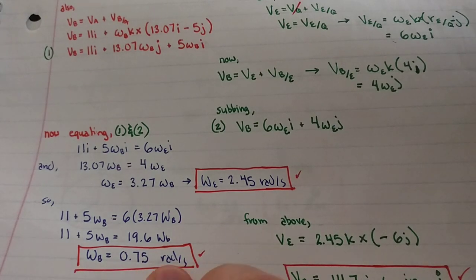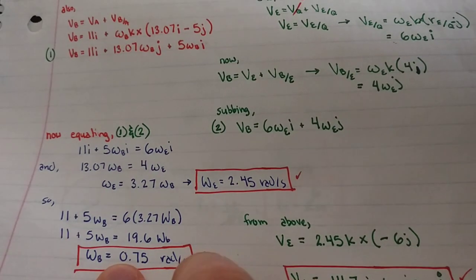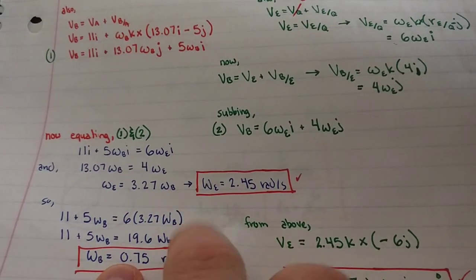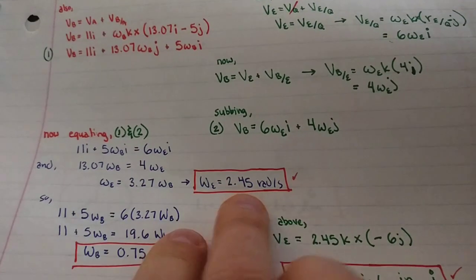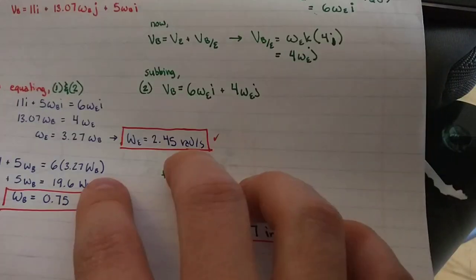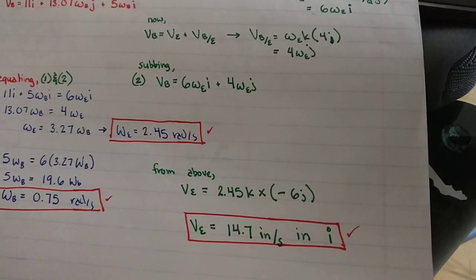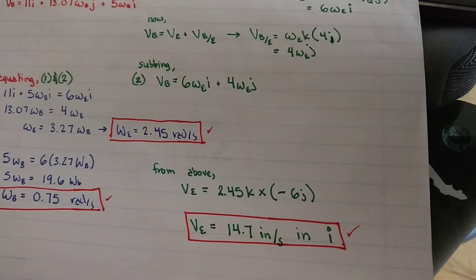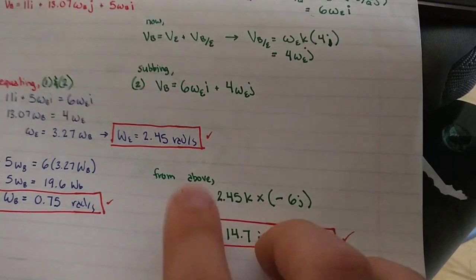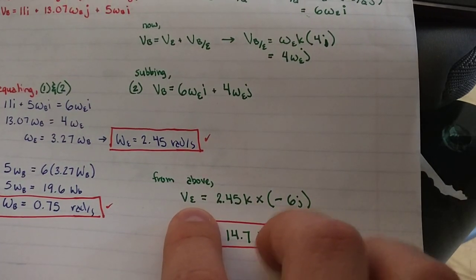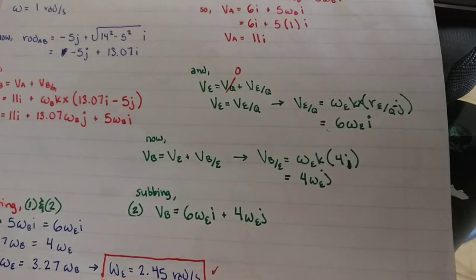Omega B is 0.75 radians per second. We can take this term back in, solve it up here, drop it into this term, and solve for omega E, 2.45 radians per second. So the velocity at E is going to be, again, omega E crossed with the radius that it's operating at.